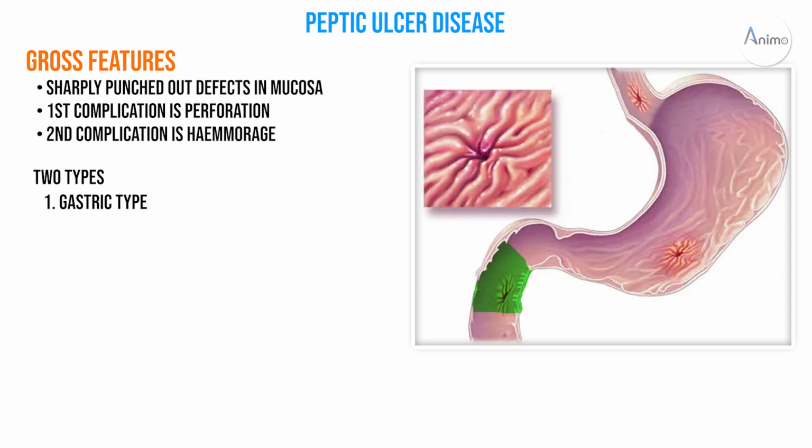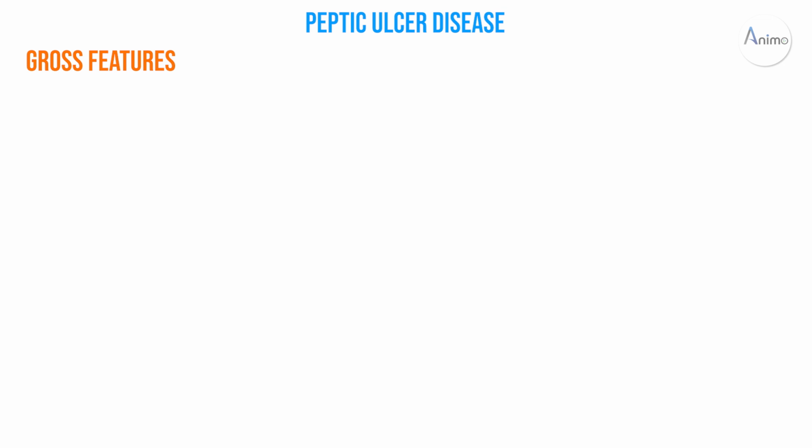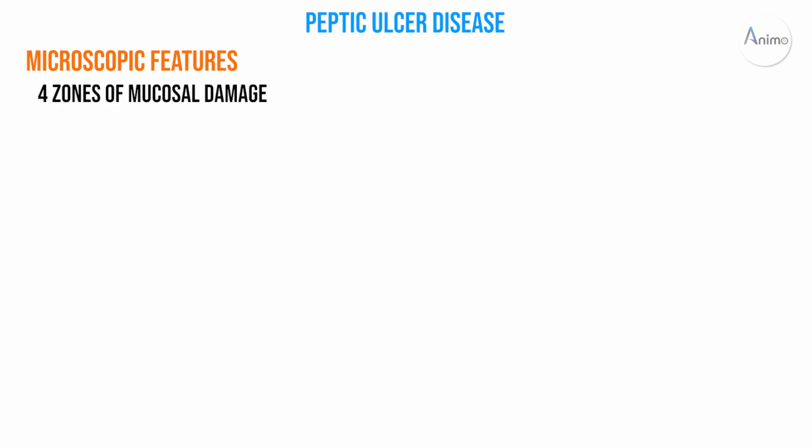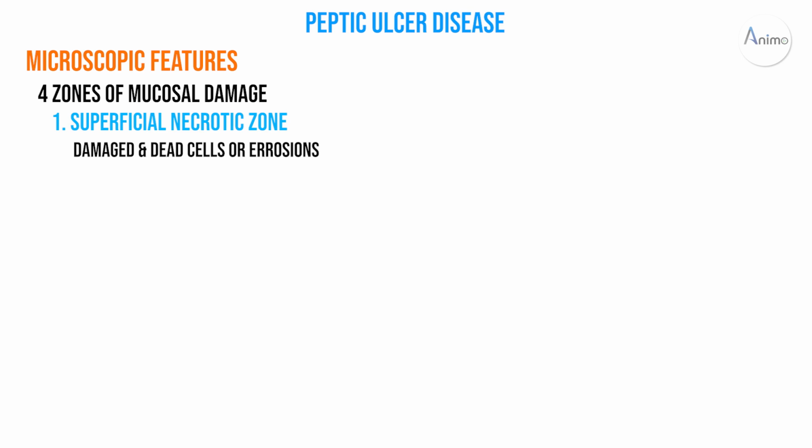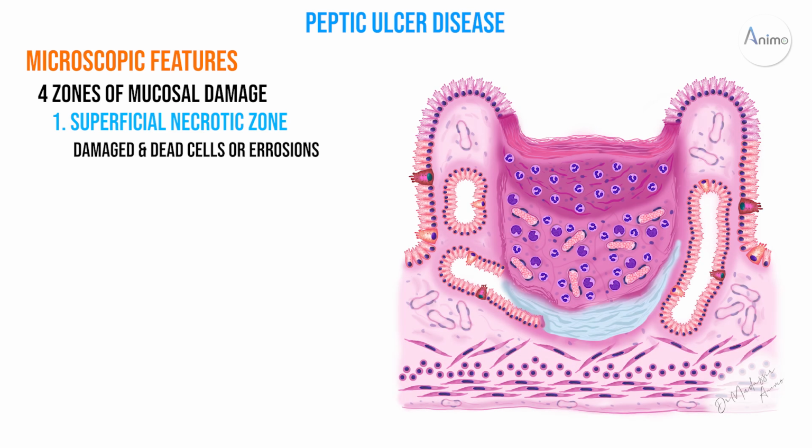So this was all about the gross features of peptic ulcer disease. Now let's move to the microscopic features of this disease. This is a very important section, and here you have to remember that it has 4 zones of mucosal damage. Number one is the superficial necrotic zone. In this necrotic zone we can find significant damage to the cells of the epithelium, which can cause necrosis, and as a result the dead debris of cells can accumulate and may cause erosion on the surface of the stomach. So this is the superficial necrotic zone.